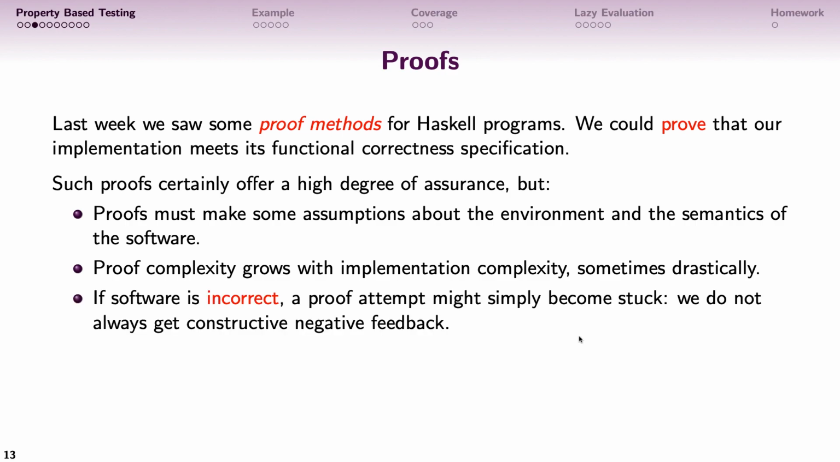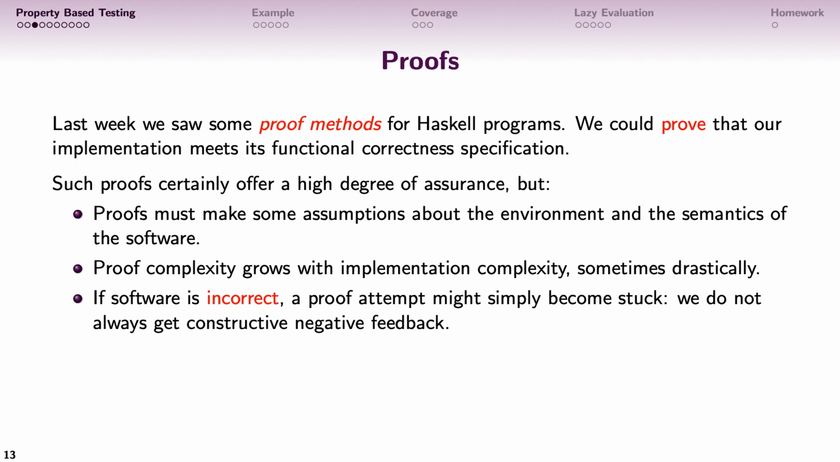And another problem with proof methods is that if the software is incorrect, right? So we're not perfect programmers. We might have written a bug. If we try to then prove that incorrect program correct, we may not just find a counterexample to help us debug our program. We might just get stuck trying to prove it and not get anywhere. And if you get stuck trying to prove a program correct, that doesn't mean that the program is incorrect. It just means you haven't found a proof that it's correct.